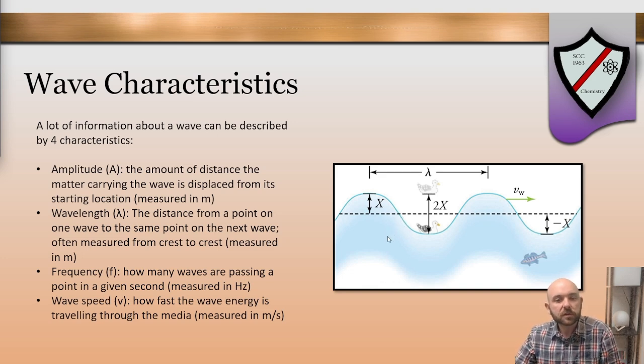Finally, we will also describe the wave speed, how fast. We talked last week about the velocity of objects, and we can also talk about the velocity of a wave. How fast is the energy moving through that matter? We're going to describe that speed in the same units that we use for velocity of objects: meters per second. How many meters is that wave of energy covering through our matter every second? We'll look at the relationship between the wavelength, frequency, and wave speed on the next few slides.